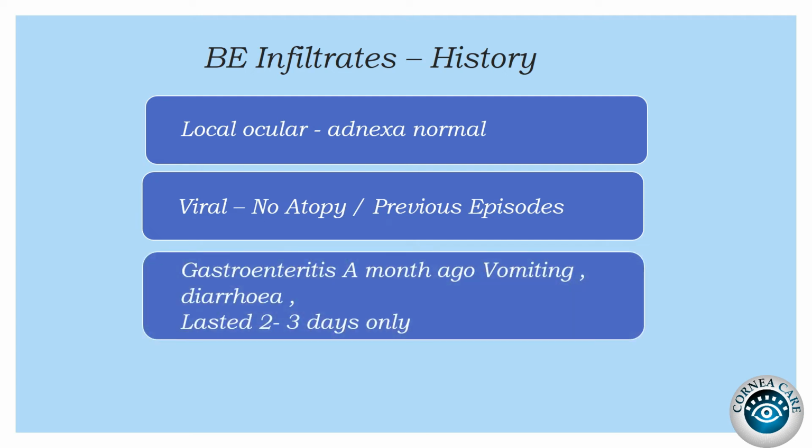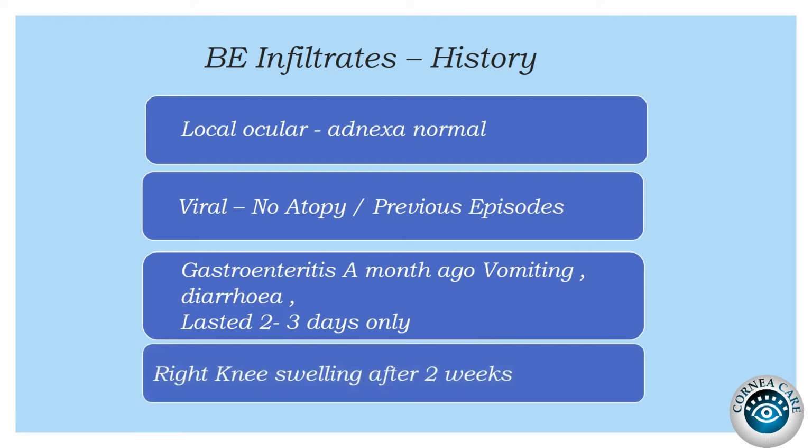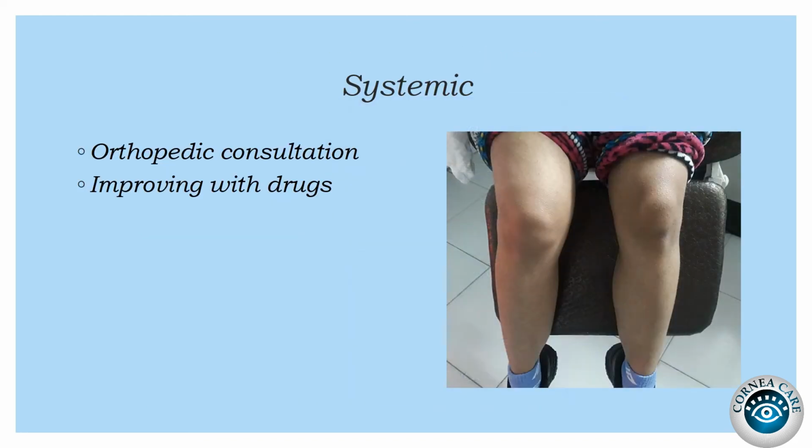Now we started asking about systemic organ systems. She told us that a month ago she had a bout of vomiting and diarrhea which lasted for 2 to 3 days only. But 2 weeks later she had marked swelling in her right knee and she was barely able to walk. They had taken an orthopedic opinion and now she was much better and the swelling was less. But as we can see, still there was some swelling visible.